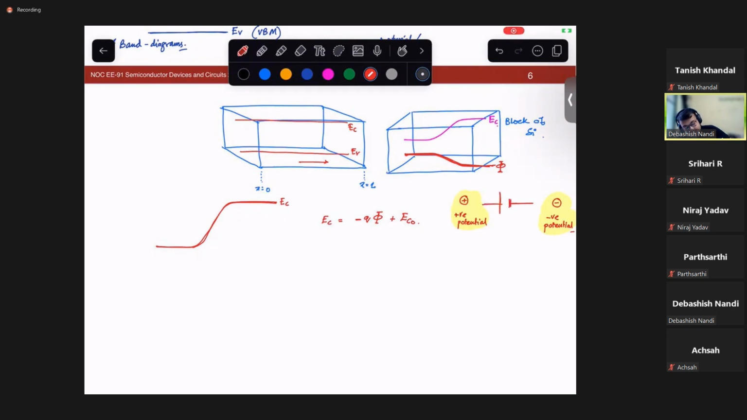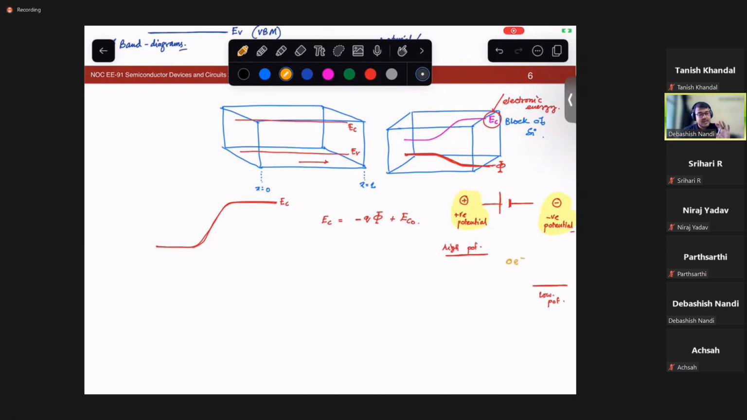Now what is this EC? Remember that EC is electronic energy. So at high potential, and this is low potential, let's say this is high potential, this is low potential. So what is the lowest energy for an electron? Suppose this is an electron.